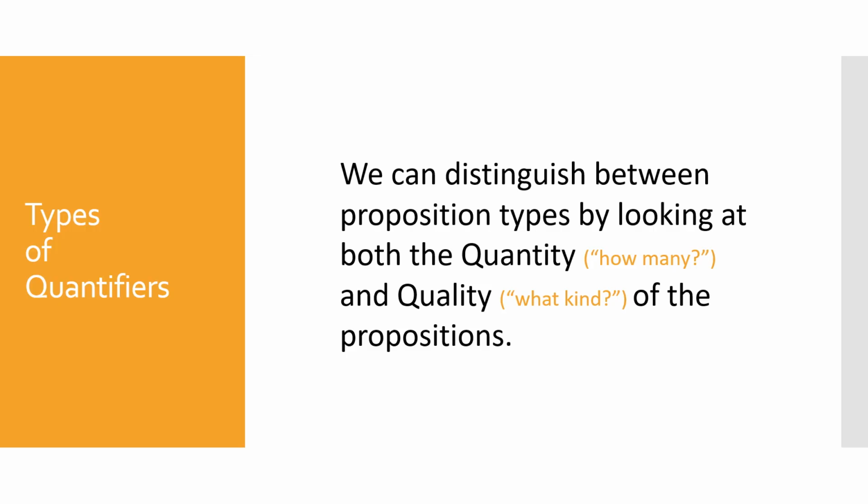Now, as has already been mentioned, the job of the quantifier is essentially to tell us what kind of relationship it is exactly that we have between the subject term and the predicate term in the assertion that's being made. And we can distinguish between the different types of standard form propositions by looking at both the quantity and the quality of the proposition. So the quantity essentially is answering the question, how many of the subject are we talking about? And the quality is asking, what kind of relationship does that subject have to the predicate?